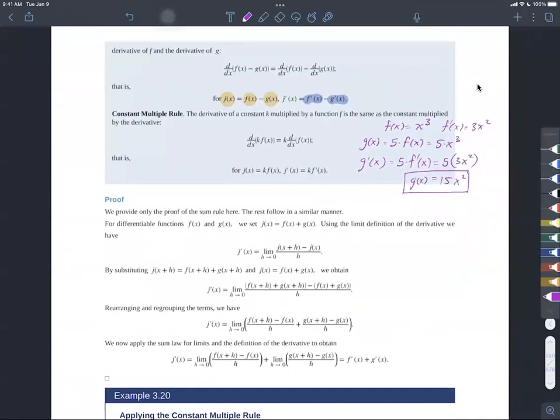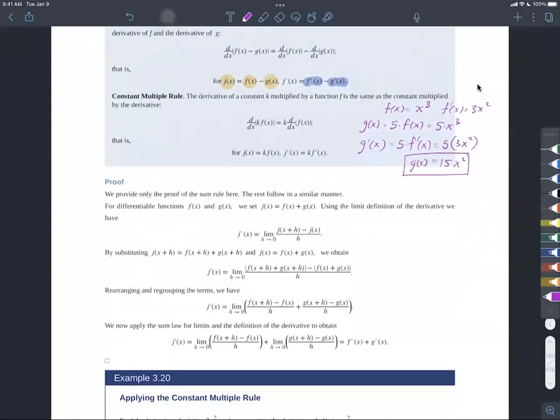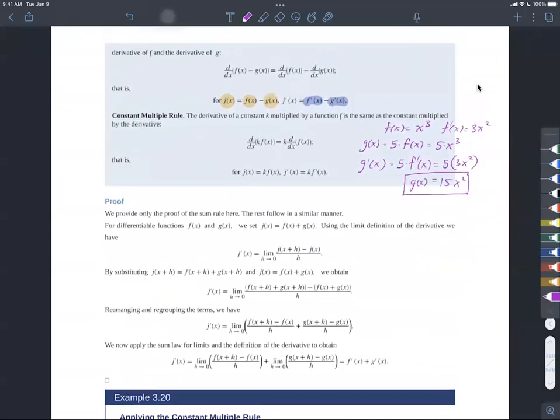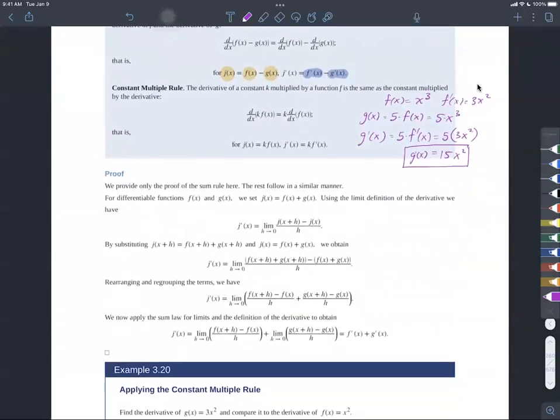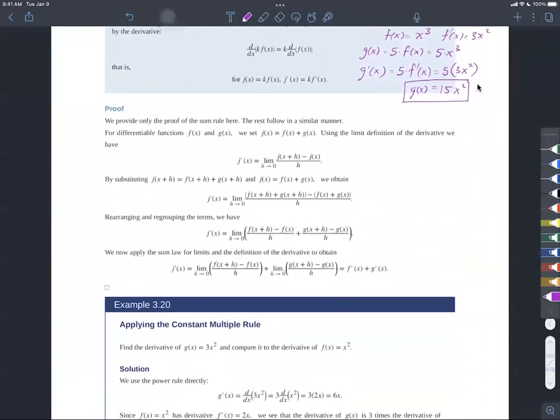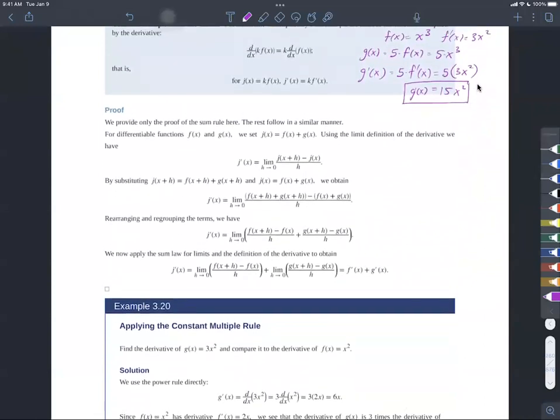Okay, so we have a proof. And again, excuse me, we won't cover the proof in detail. You can come see me if you would like to go over the proof.